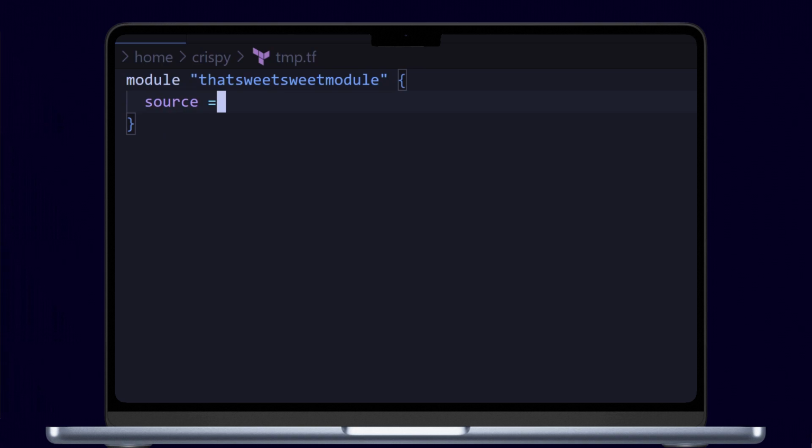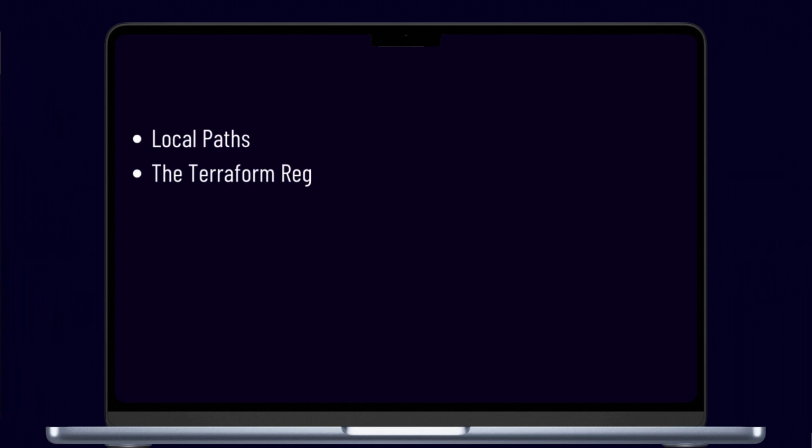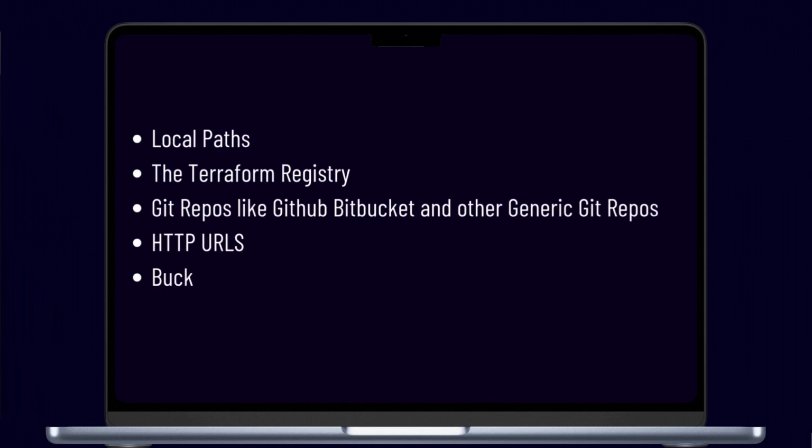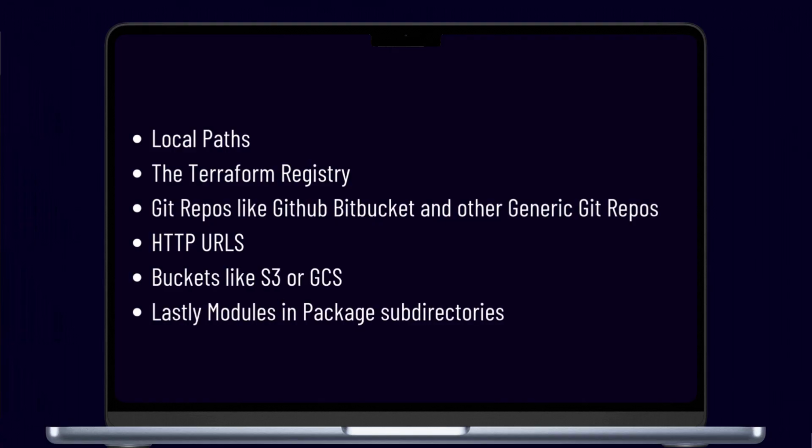Modules can have a source from a local path, the Terraform registry, Git repos like GitHub, Bitbucket, and other generic Git repos, HTTP URLs, buckets like S3 or GCS, and lastly, modules in package subdirectories.